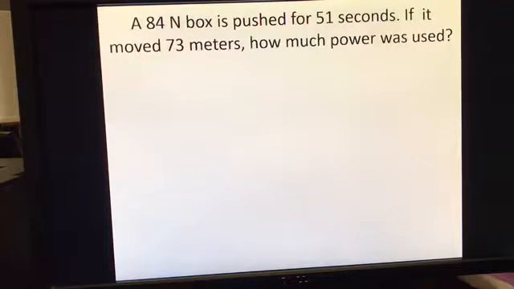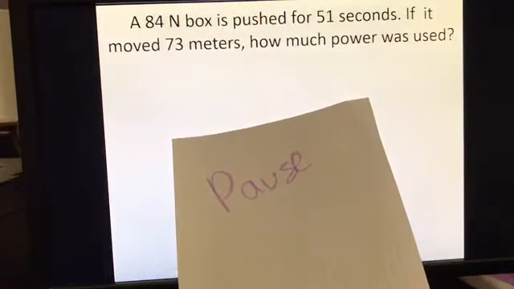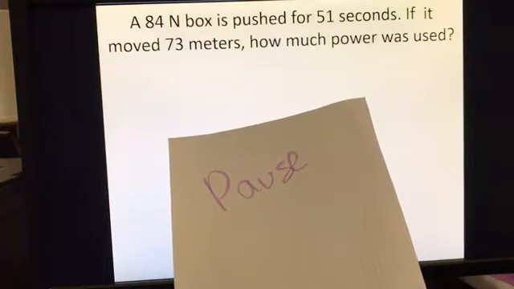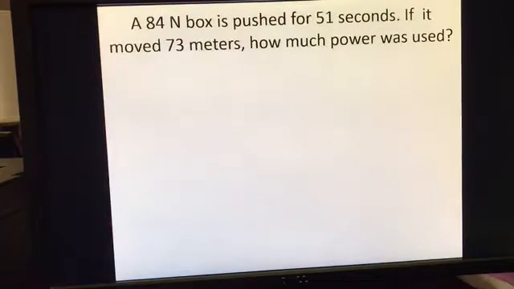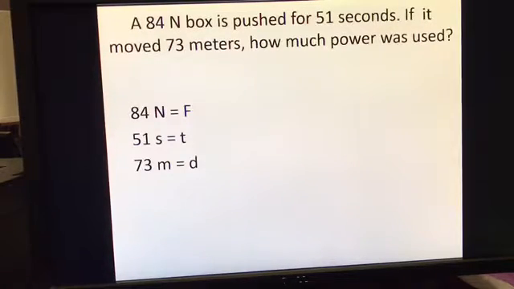84 Newton box is pushed for 51 seconds. If it moves 73 meters, how much power was used? Pause. Solve it. Check your answer. 84 newtons, 51 seconds, 73 meters. Force, time, and distance. Power is the question.